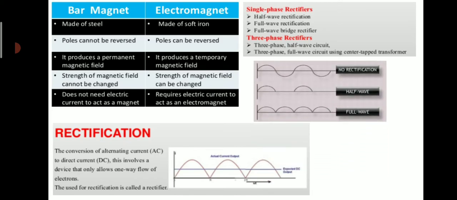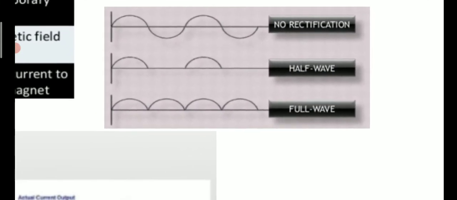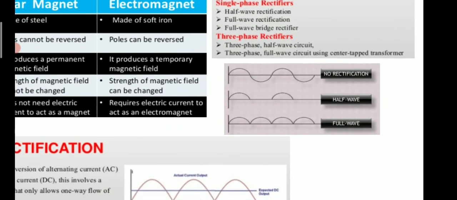So these are the waveforms when there is no rectification, when there is a half wave rectifier, and when there is use of a full wave rectifier, how the waves are formed.